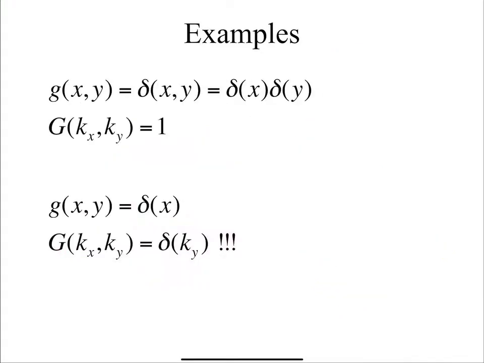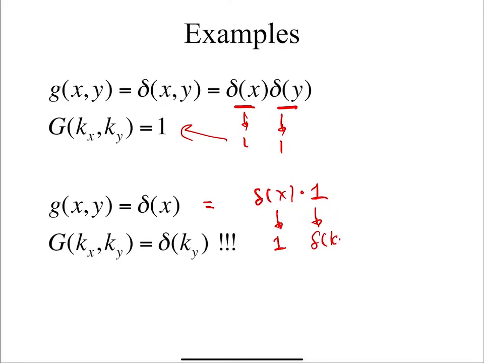All right. Here are some examples of separable functions. Delta of x, y is equal to delta x times delta y. This goes to 1, this goes to 1, and so the multiplication of those two goes to 1. Here's an interesting one. Delta x is equal to delta of x times 1, right? Delta of x goes to 1, and 1 goes to delta of ky. So the answer is delta ky. If something is defined as a function of x and you only see an x there, it just means the function of y is just 1. So you have to put in a 1 there.